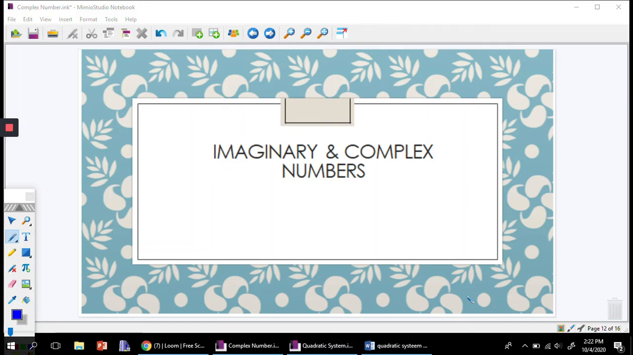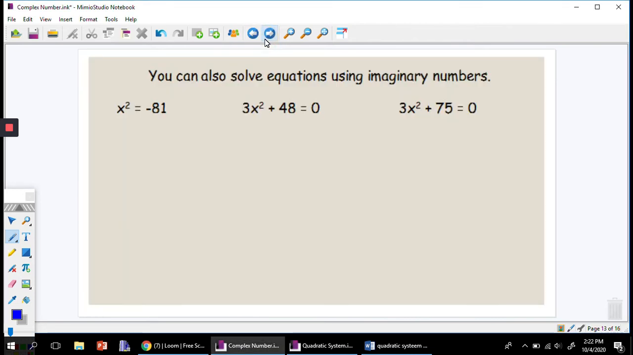Hello. Today's topic is a continuation of our discussion last Friday, that is imaginary and complex numbers. Okay, so we have imaginary and complex numbers every time you're looking for the square root of a negative number. That's when you get an imaginary number. And last Friday we discussed how to express expressions or complex numbers in standard form, and today we are going to solve equations with imaginary numbers.